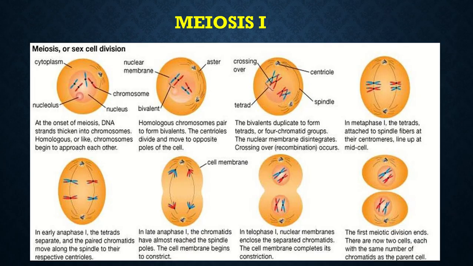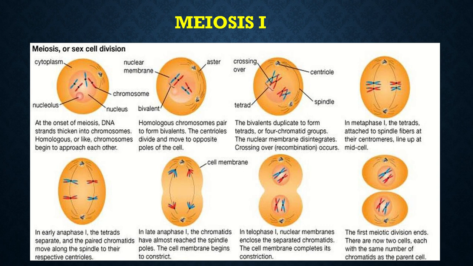Now let's just see an overview of meiosis 1. As the onset of meiosis, the DNA strands thicken into chromosomes. The homologous chromosomes, or the like ones, begin to approach each other. That means they come closer to one another. Once they come closer to one another, they form bivalents.